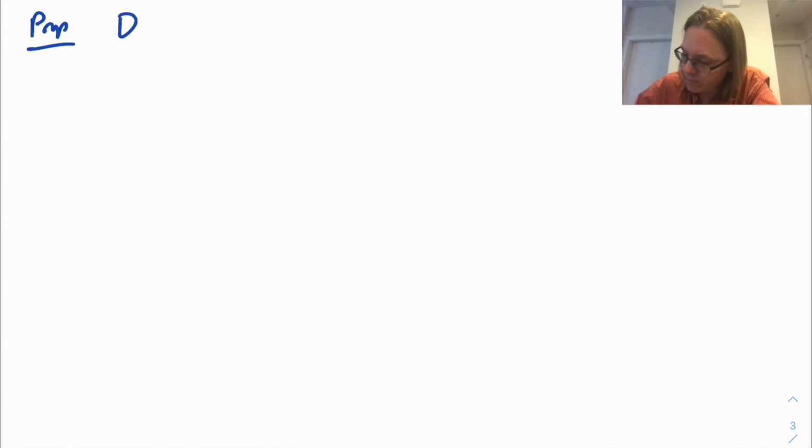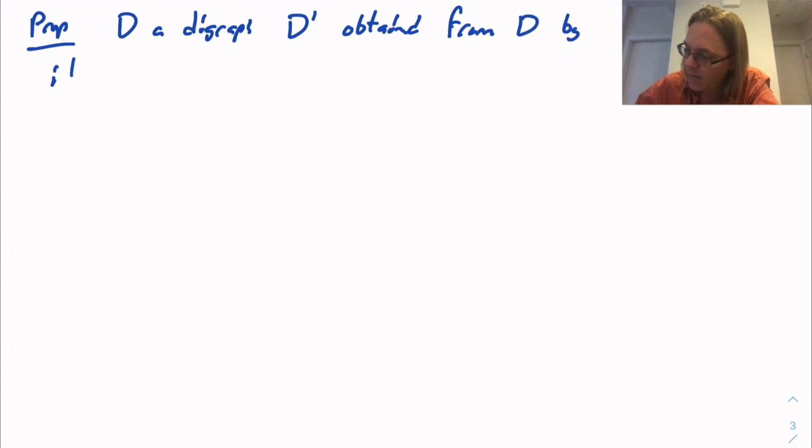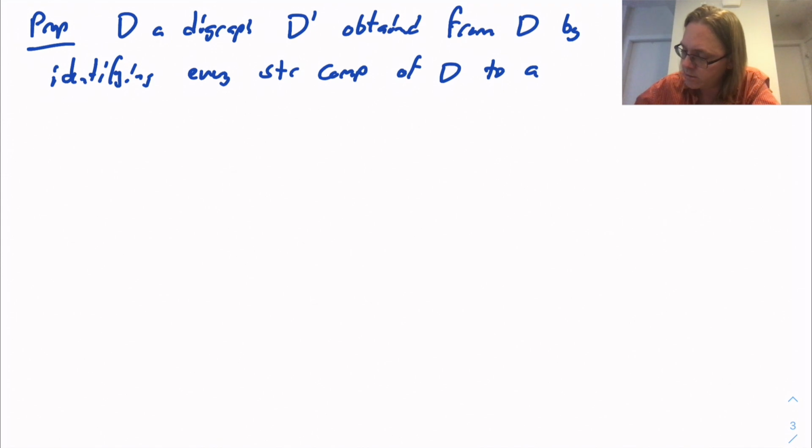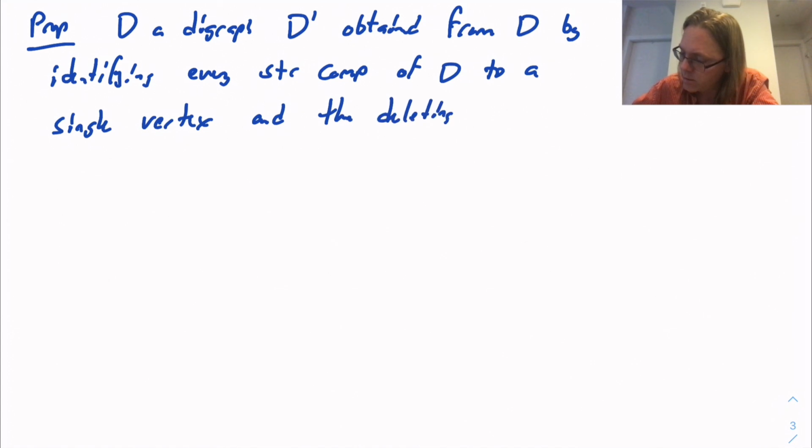So again, D is a digraph. D prime is obtained from D by identifying every strong component of D to a single vertex, and then deleting loops. And then the statement is that this digraph D prime is going to be acyclic.